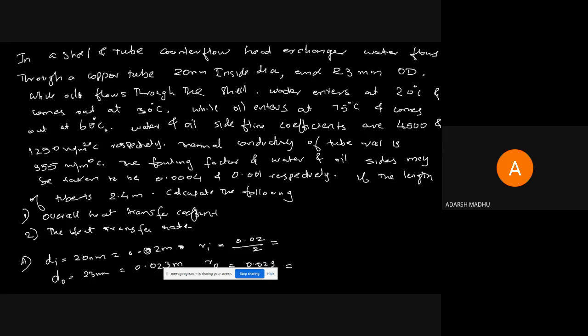I explained in the last class what a fouling factor is and what the value of RF is. There are two equations for the overall heat transfer coefficient: one for the outer surface and one for the inner surface. If the question specifically asks for the outer surface, use the outer surface equation. If it asks for the inner surface, use the inner surface equation. Both equations are given in your data book. If the question asks only for the overall heat transfer coefficient, without specifying inside or outside, you can choose the outside surface.